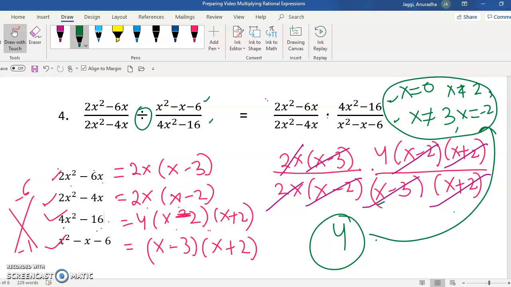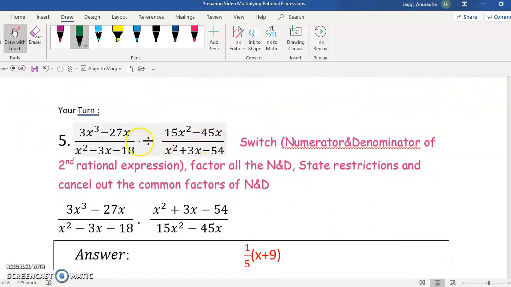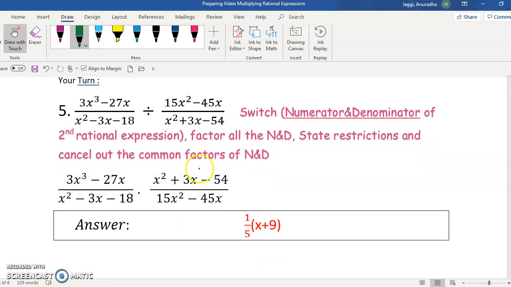Okay, guys, I hope these examples have helped you understand the topic, both multiplication and division. And now there is a question for you. It's a division question. You're going to flip the numerator and denominator of the second rational expression. So the division sign changes to multiplication, and you will do it carefully. You have the final answer here, and do not forget to put all the restrictions.